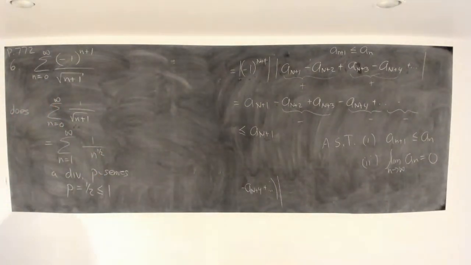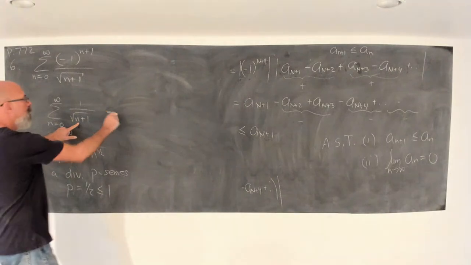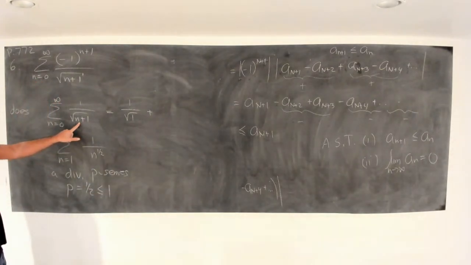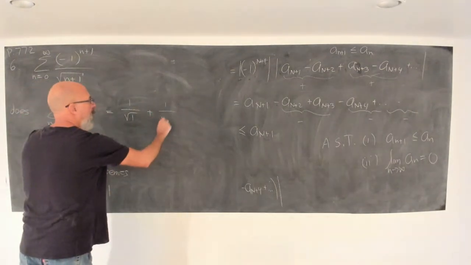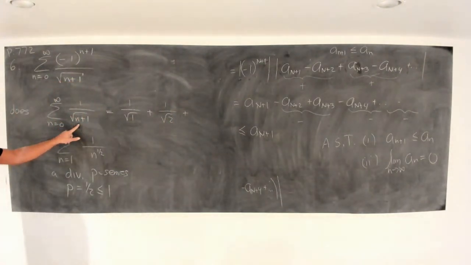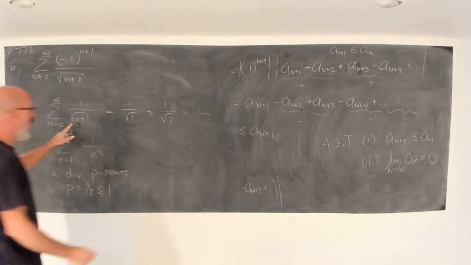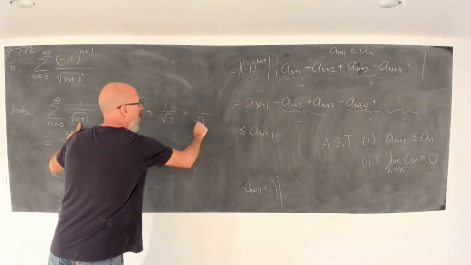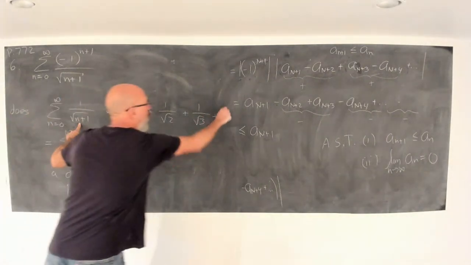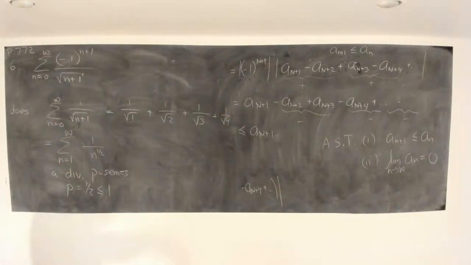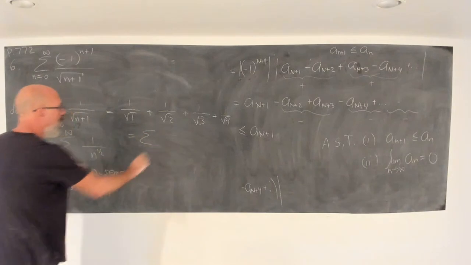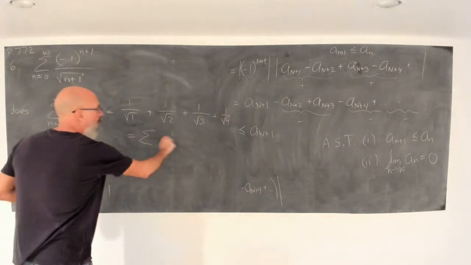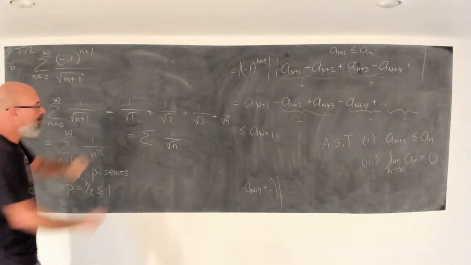Right, this is just notation. What is that? When n is 0, that's 1 over square root of 1, plus when n is 1, that's 1 over square root of 2, plus when n is 2, that's 1 over root 3, plus when n is 3, that's 1 over root 4, and so on and so on. You see what's happening? And now we're going to rewrite this. Now forget this business and look at this. What is that? That's 1 over square root of n, where n starts at 1.